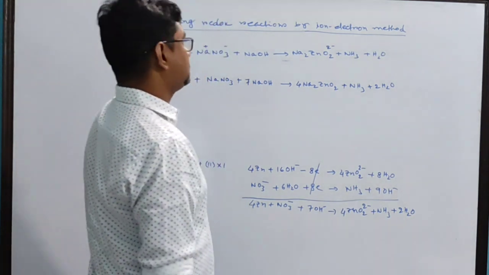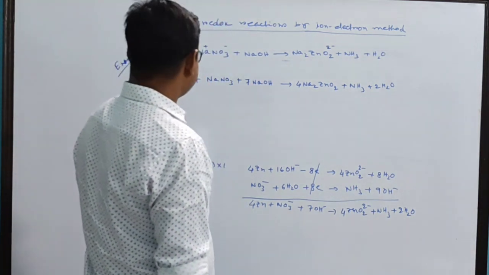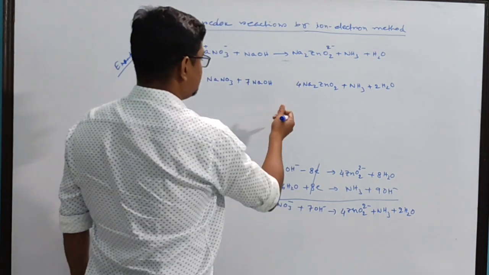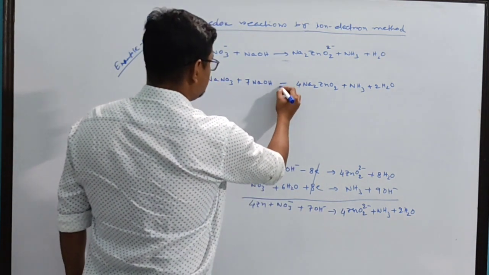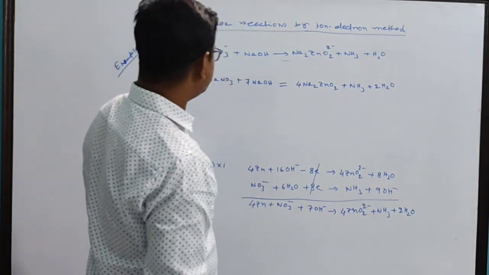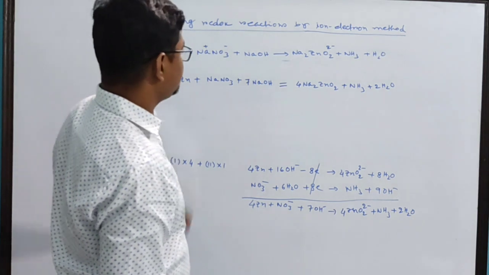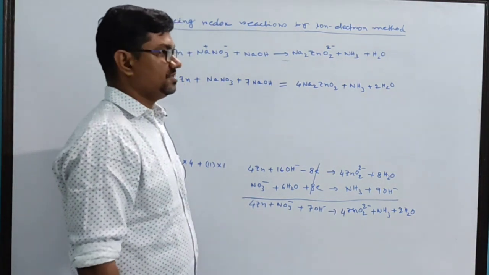So all are balanced. So once you are satisfied that everything is balanced, we can remove this arrow sign and place an equal sign. Okay. This is the balanced reaction of the given reaction in alkaline medium.